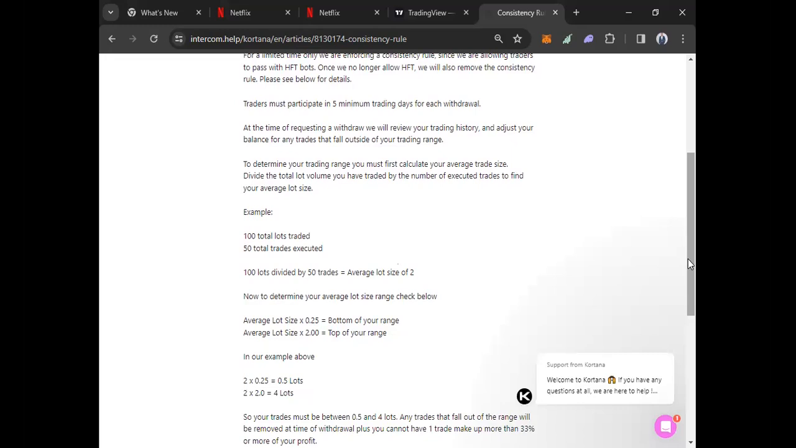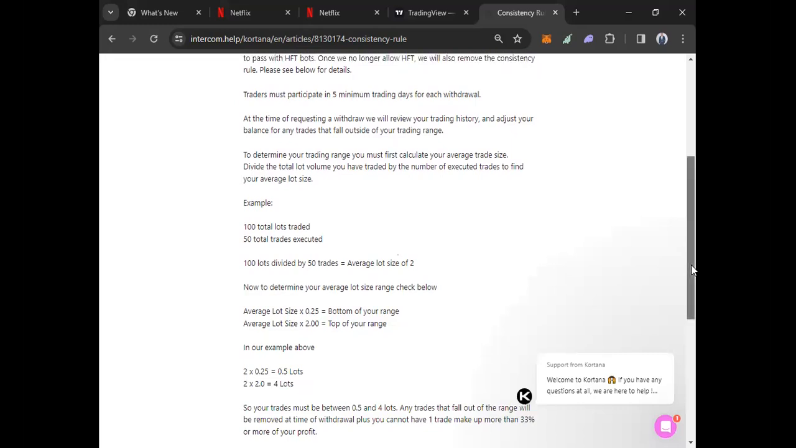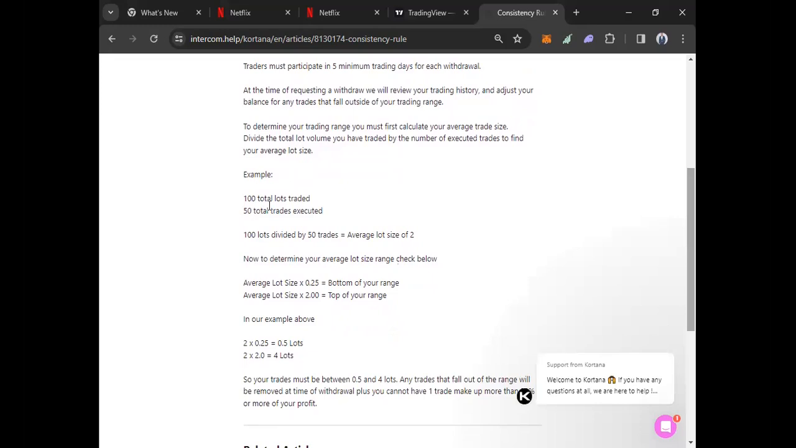Divide the total lot volume you have traded by the number of executed trades to find your average lot size. Example: 100 total lots traded, 50 total trades executed. 100 lots divided by 50 equals an average lot size of 2. Now, to determine your average lot size range, check below. Average lot size times 0.25 equals the bottom of the range. Average lot size times 2.0 equals the top of the range.